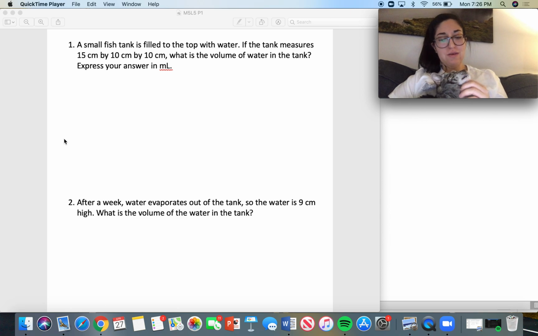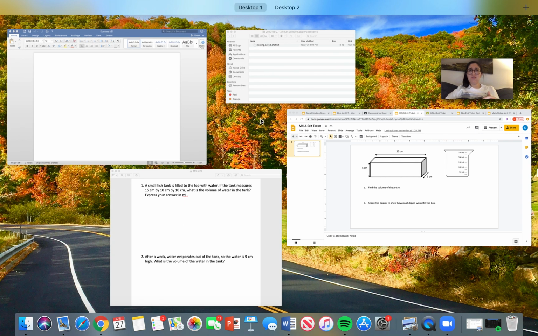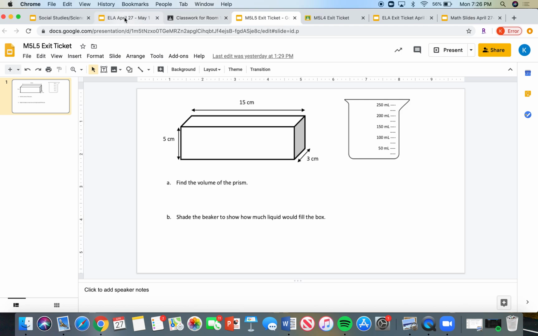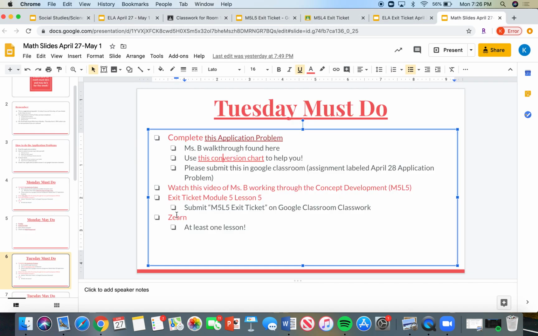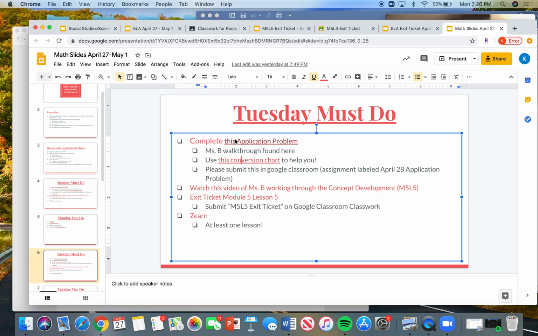Alright, so let's get started with this. And I actually do want to pause before I say this and say this is the problem set that we're going to be doing for Module 5, Lesson 5. That's the work that goes along with Tuesday's math. So if you're here, nope, that's ELA. Here, right, so we're actually doing this, but the application problem is very similar and will help you with this.